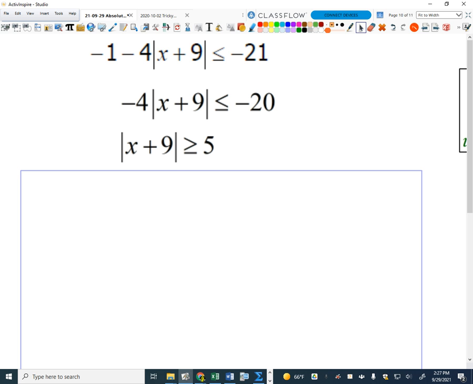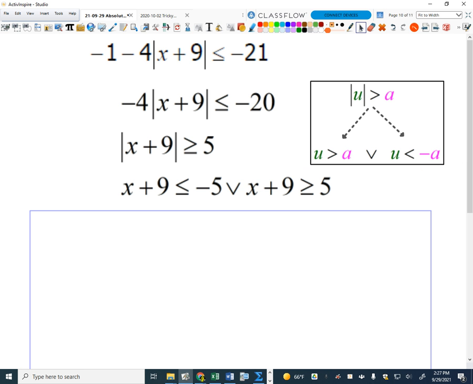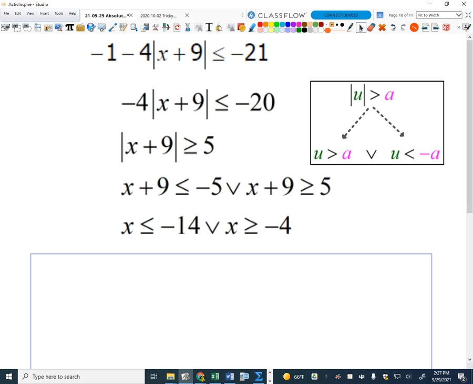Because now we're looking for distances from the origin that are bigger than 5. So we're going to be further along the number line. We're going to be outside of -5 and +5, right? So large distances means an OR inequality. There's our pattern. So we create the 2 OR cases, and both of those are easy, right? I'm just subtracting 9, and we're done. Okay?